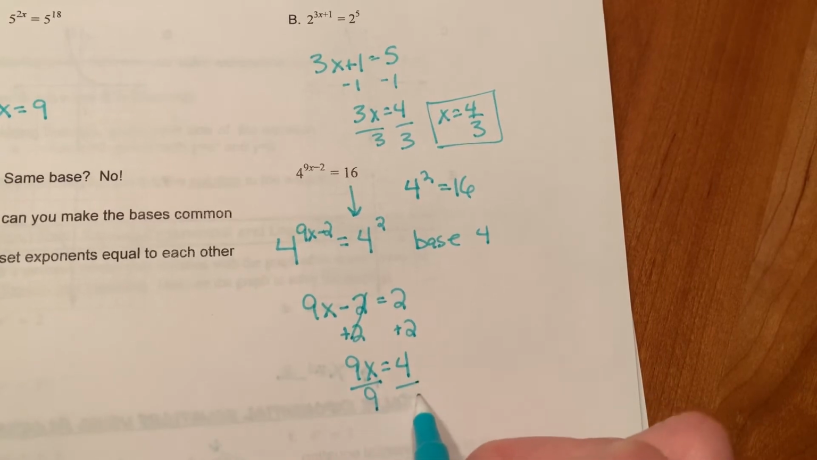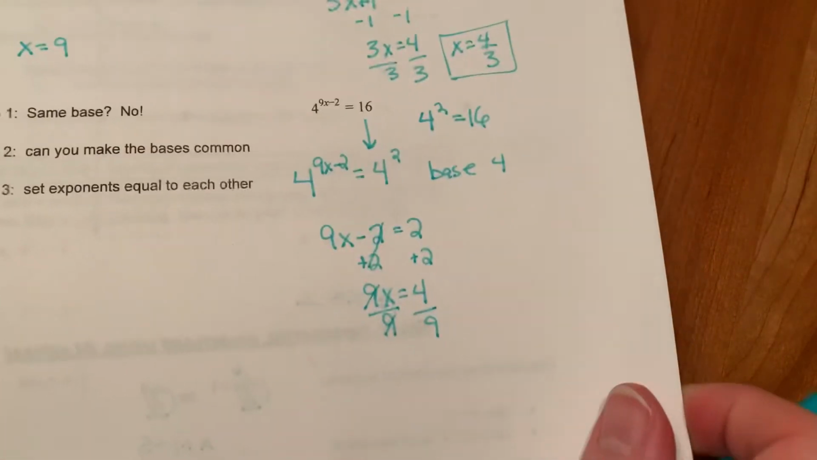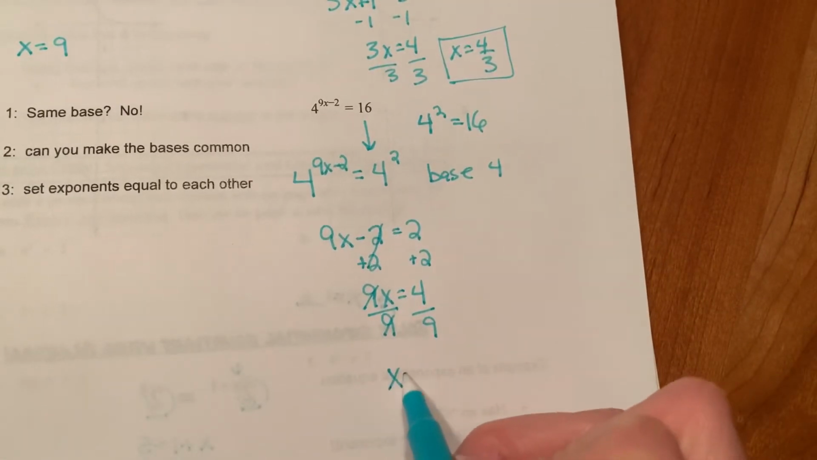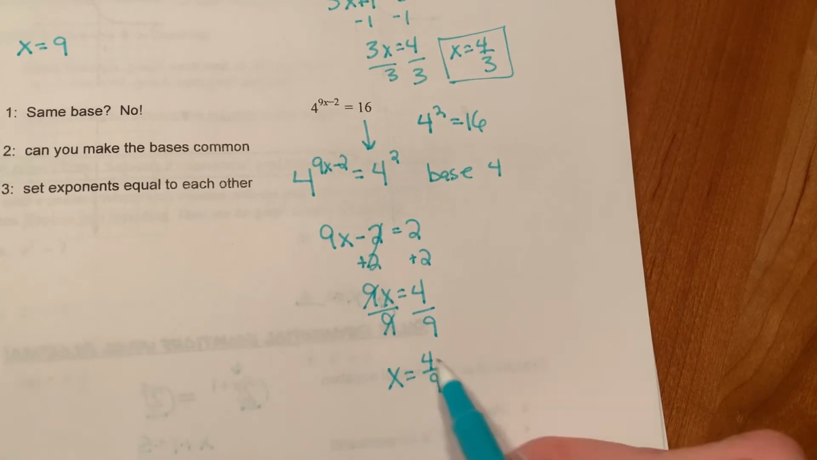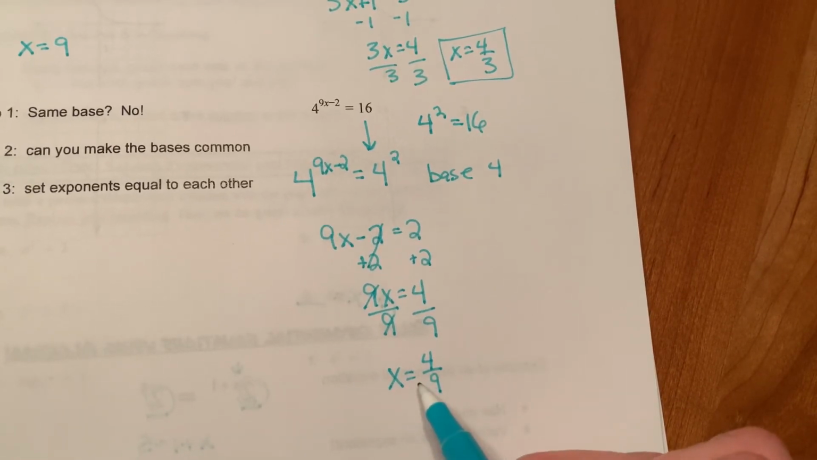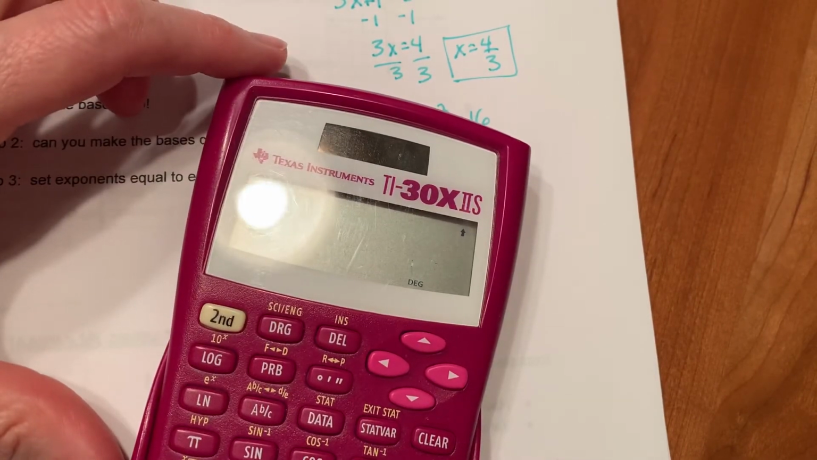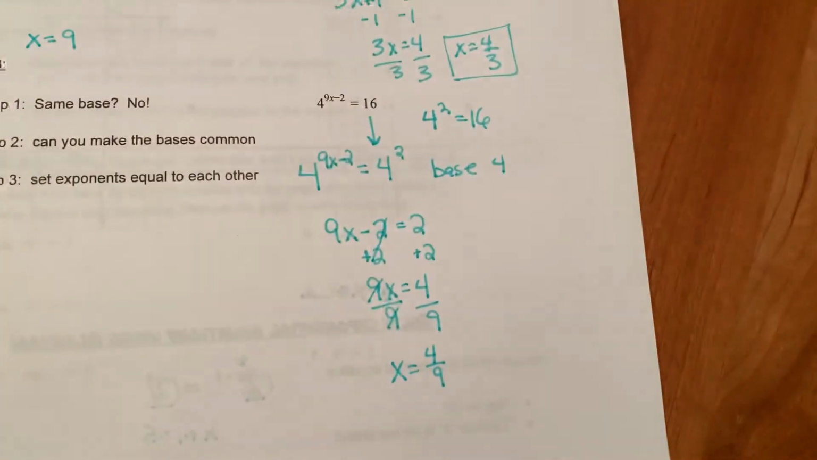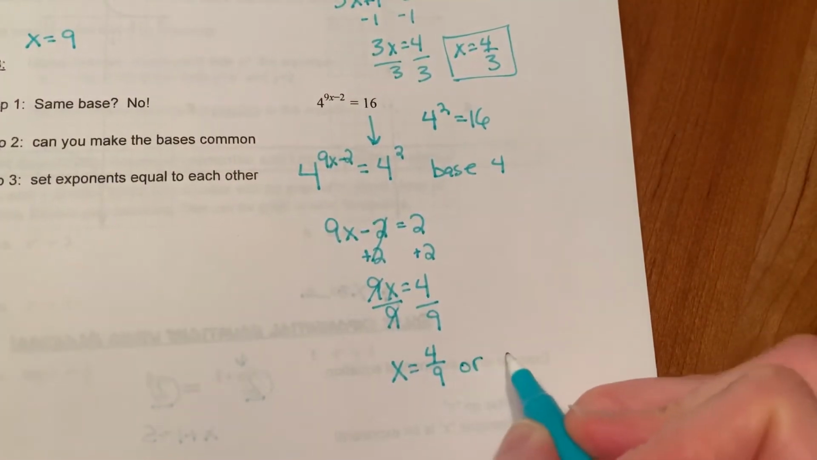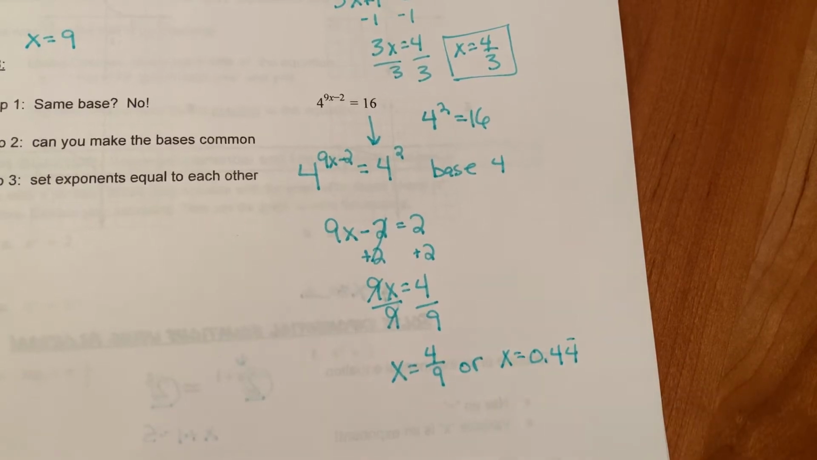Undo multiplication by dividing. 9 divided by 9 is 1, so 1x equals 4 over 9. Again, you can just leave it as a fraction. Simplify the fraction if you need to. Or if you prefer a decimal, you can divide it. And what do you get here? 0.44444, so x equals 0.44, repeating.